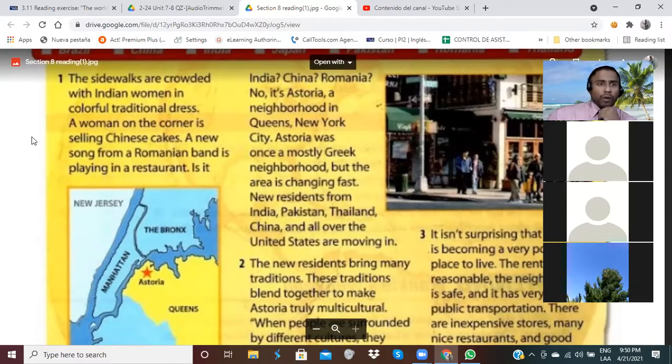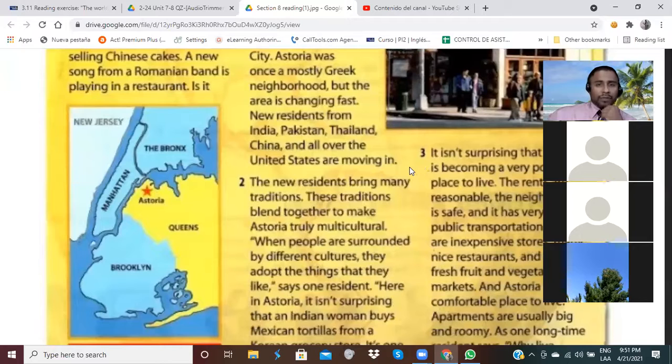The sidewalks are crowded with Indian women in colorful traditional dress. A woman on the corner is selling Chinese cakes. A new song from a Romanian band is playing in a restaurant. Is it India, China, Romania? No, it's Astoria, a neighborhood in Queens, New York City. Astoria was once a mostly Greek neighborhood, but the area is changing fast. New residents from India, Pakistan, Thailand, China, and all over the United States are moving in.